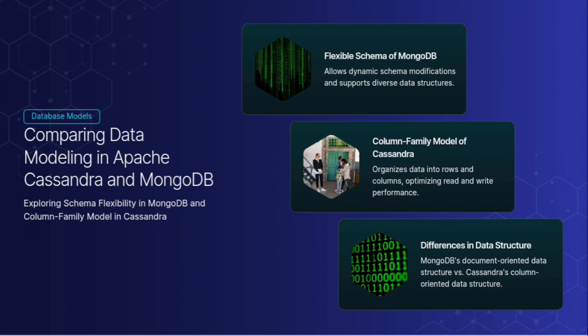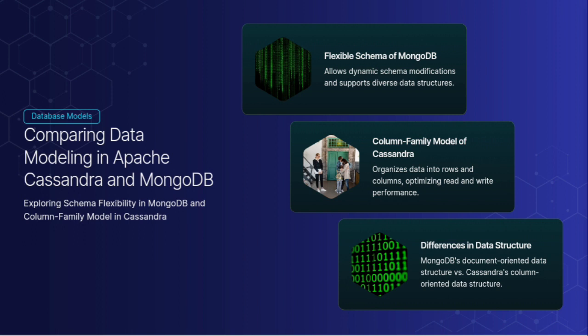Now let's talk about consistency and availability. Apache Cassandra offers tunable consistency levels with eventual consistency by default, ensuring high availability and fault tolerance, whereas MongoDB supports strong consistency with options for eventual consistency, providing flexibility based on application requirements.